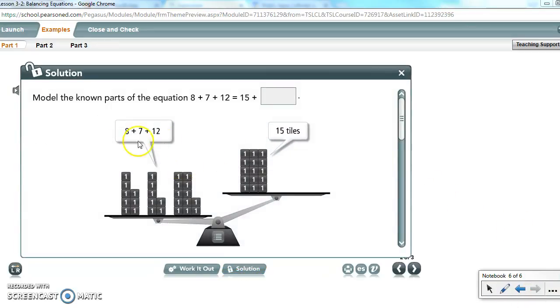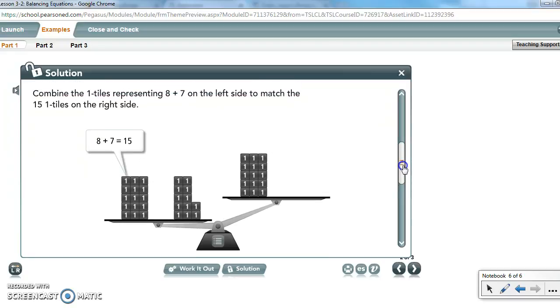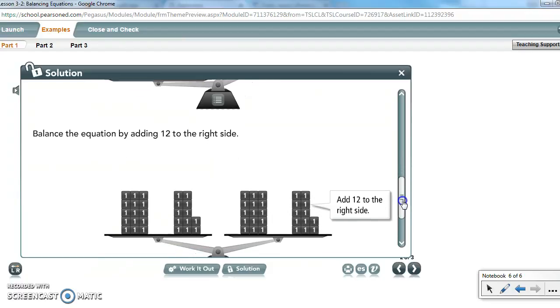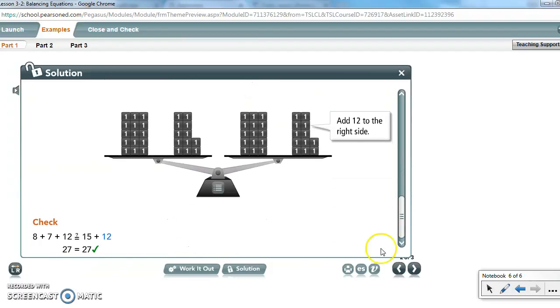Again, I have 27 tiles here, and I have 15 here. So by combining the tiles on the left and comparing them to the numbers on the right, I know that I need to add 12 to the right-hand side in order for it to be even. So 27 equals 27.